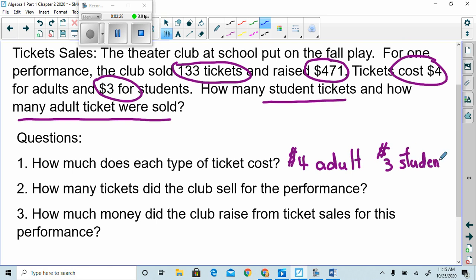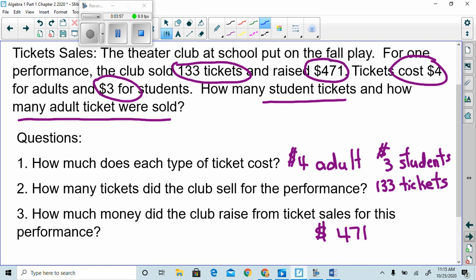Second question. How many tickets did the club sell for this particular performance? They sold 133 tickets. You need to write down what the number represents. It's called unit analysis, so these are the tickets. How much money did the club raise? Well, we're talking about dollars, so let's put a dollar sign, and they raised $471. And we already know what we're looking for, the number of each type of ticket.